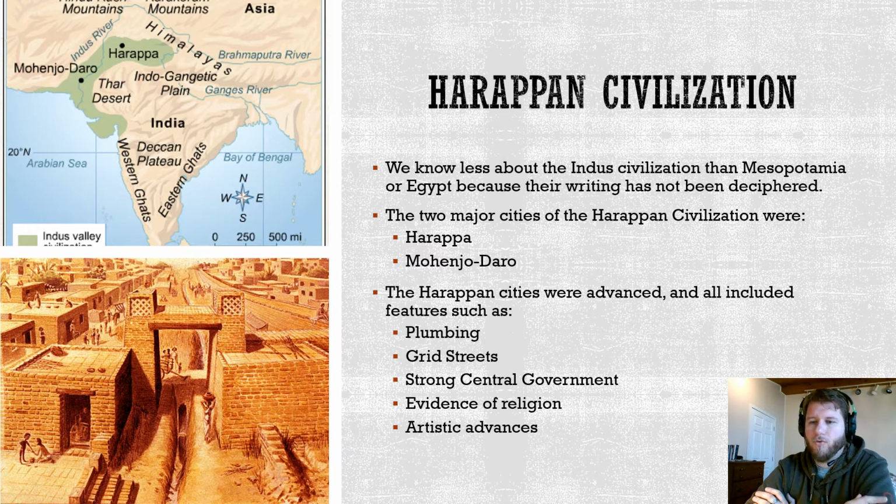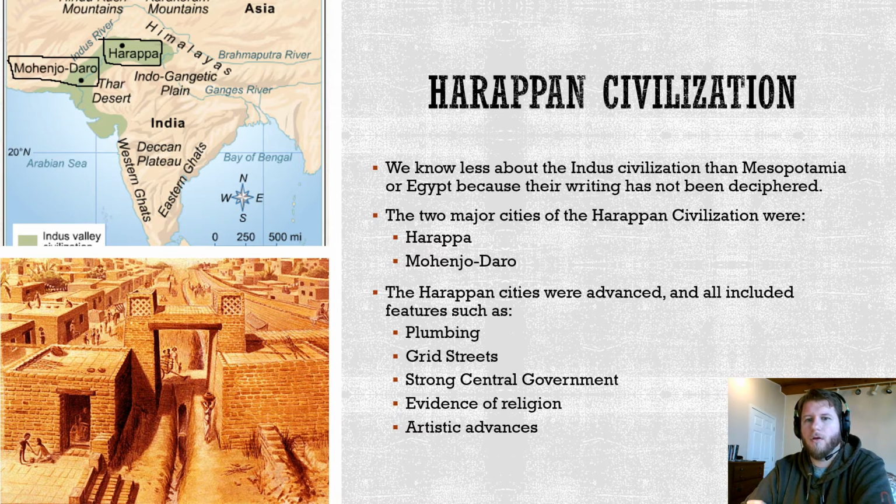We do know that they had two major cities. There's Harappa here in kind of this northern region, if you look up the map, and then Mohenjo-Daro right down here. So both of those cities are part of this civilization, and they were very advanced for their times. 2- and 3-story buildings laid out in a grid street pattern, so showing planned cities, showing infrastructure, strong central government.